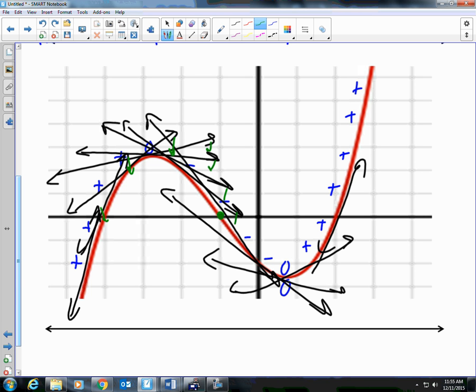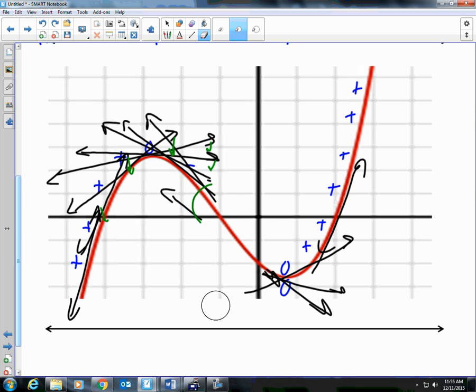No, that's approximately. I mean, anywhere in that area would be pretty accurate. Right here. Okay, excellent question.